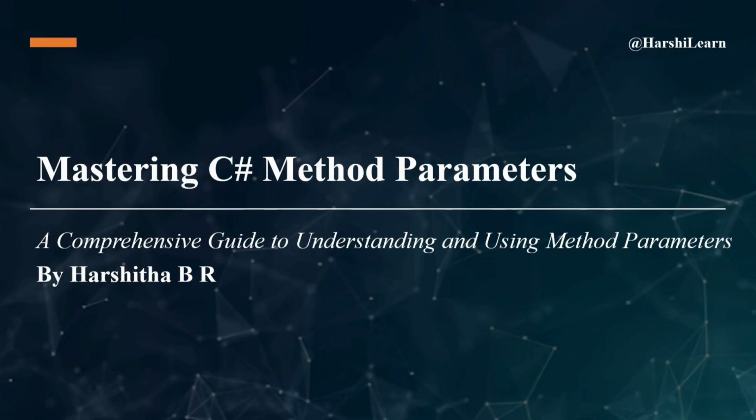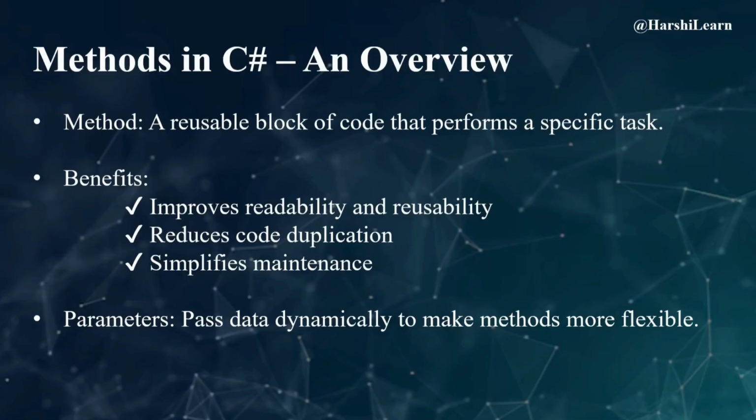Let's get started. Alright, let's talk about methods in C Sharp, one of the most important building blocks of any program. So, what exactly is a method? It is simply a block of code that performs a specific task. So instead of writing the same code over and over again, we define a method once and we can call it whenever it's needed. This makes our code cleaner, reusable, and easier to manage.